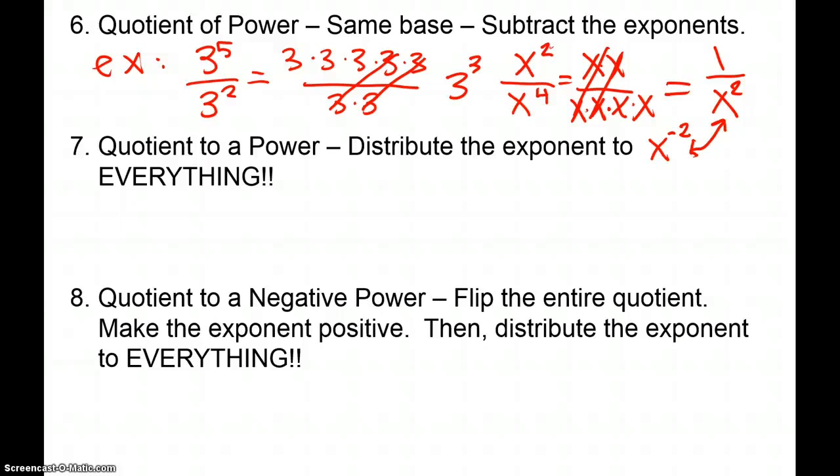Let's go back here and look at rule number 7. Rule number 7 says a quotient to a power. This is very similar to yesterday's. It's going to feel very similar. This is just distribute the exponent to everything you see.